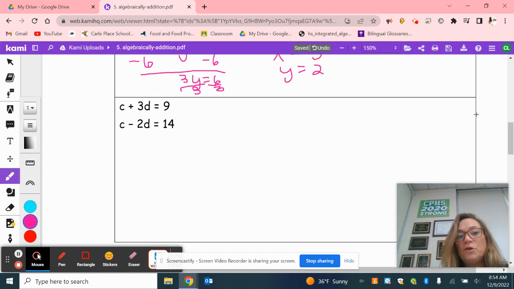Okay. So the letters have changed. Maybe this is cats and dogs or cookies and donuts. I'm not sure, but it's the same idea. So I'm going to have C, D, equal sign, number. And I have that.